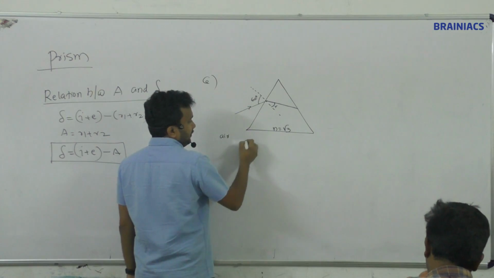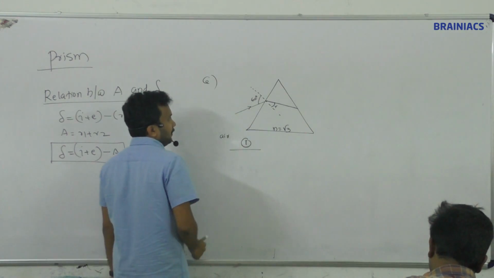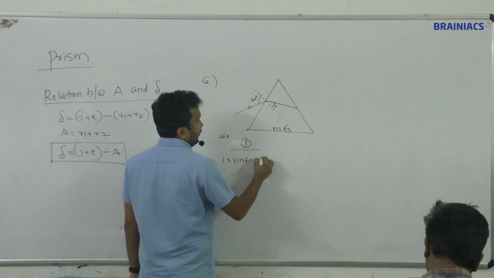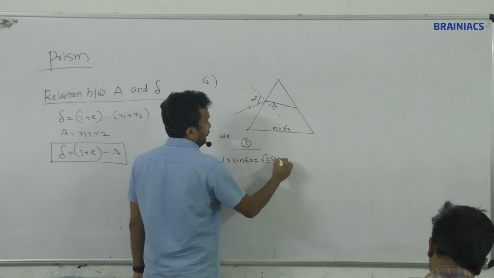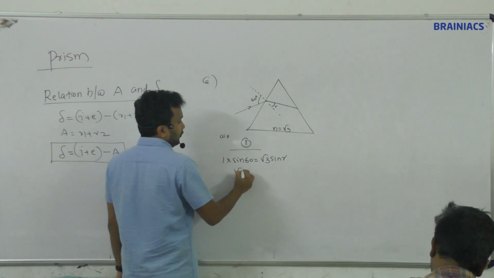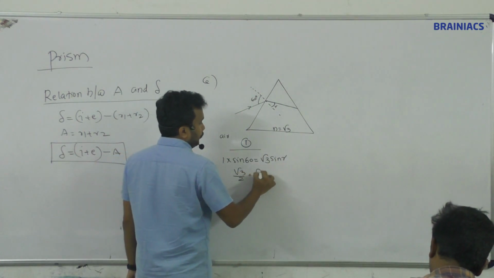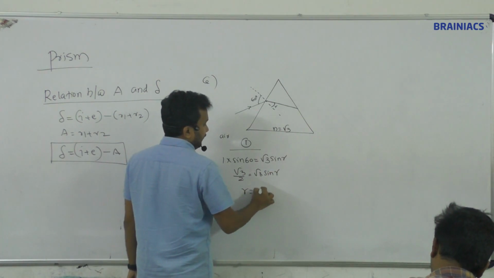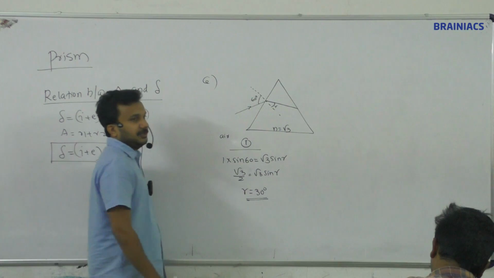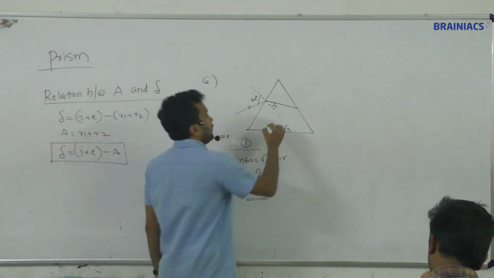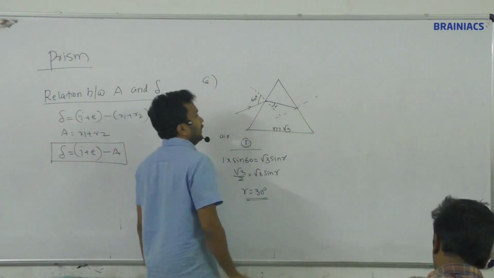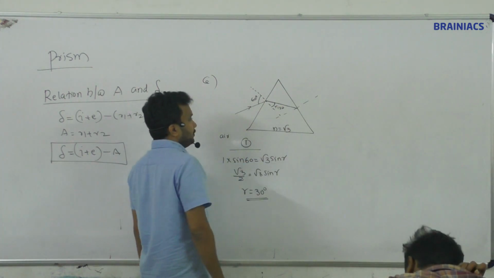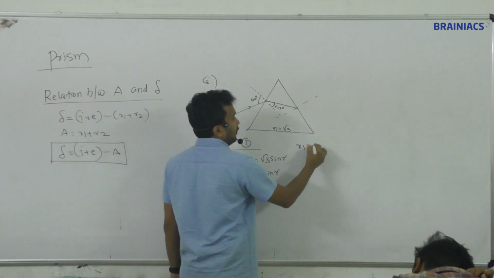I am applying Snell's law. First step, Snell's law. What is Snell's law? N1 for air into sine of 60 equals N2 for prism into sine of R. This is root 3 by 2 equals root 3 sine R. R equals 30 degrees. Here also I got 30 degrees, so this is my R1. R1 equals 30 degrees.